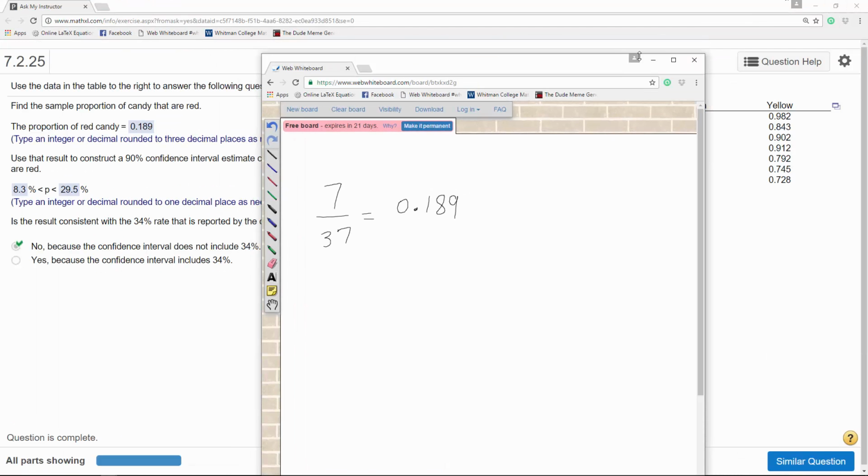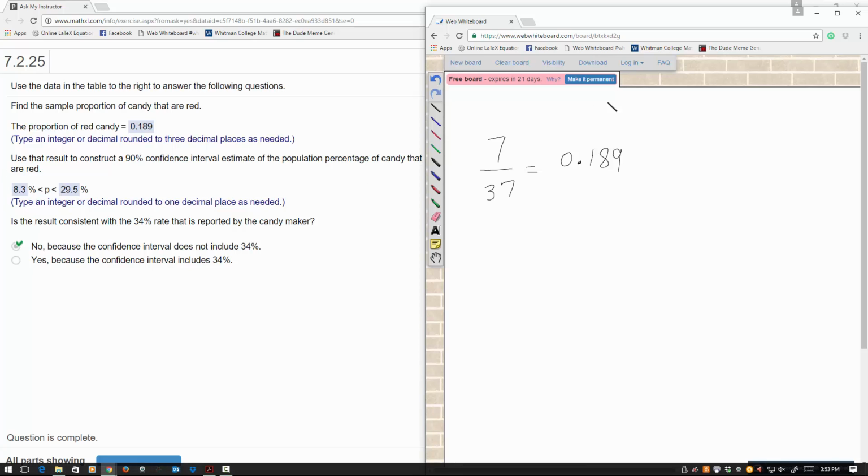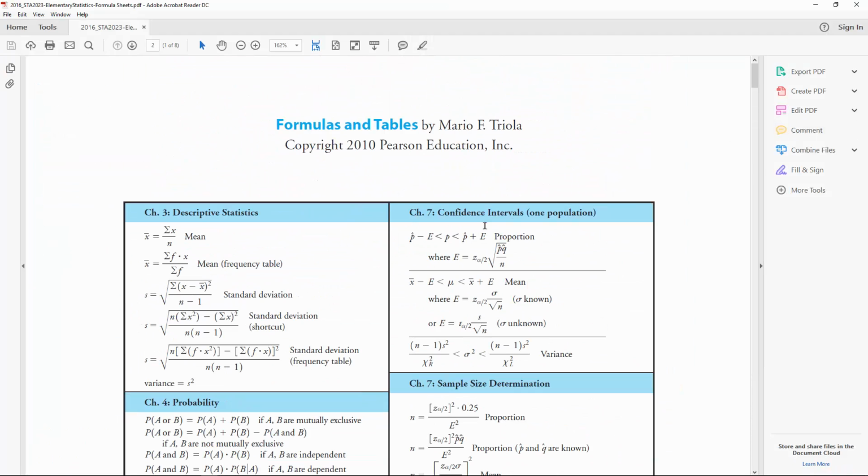The next part says to use this result to construct a 90% confidence interval around this proportion. So if you look at your formula sheet, you'll see up here confidence intervals, one population, it's just one population of candy, about a proportion is this p hat minus the error, and then p hat plus the error, where the p hat's what we just found. That's the 0.189. And then we find the error with this formula.